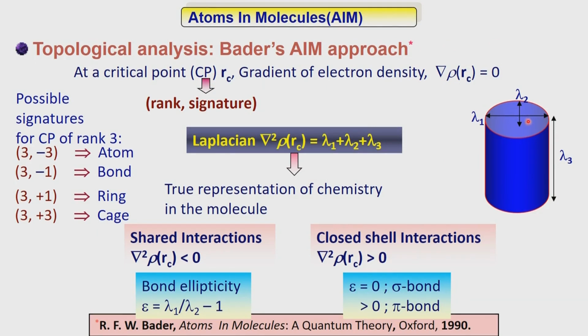And if there is a bond at the critical point, del square rho value should be lambda 1 plus lambda 2 plus lambda 3. And there are different kinds of bonding features, and those are indicated here. I do not have time to explain every one of them, except to tell you that these are actually tensors of rank 3. So, if it is 3 minus 3, it represents an atom position, 3 minus 1 represents a bond position, and then 3 plus 1 represents a ring, and 3 plus 3 represents a cage.